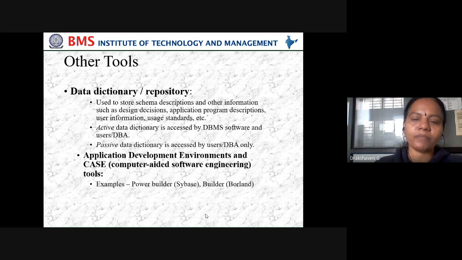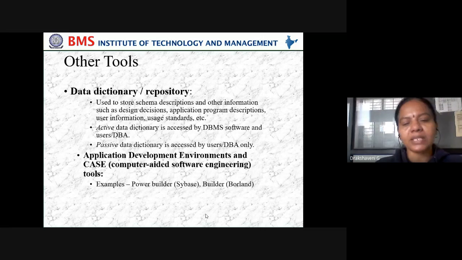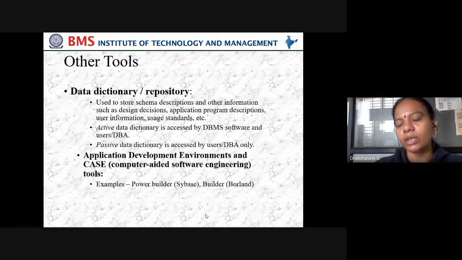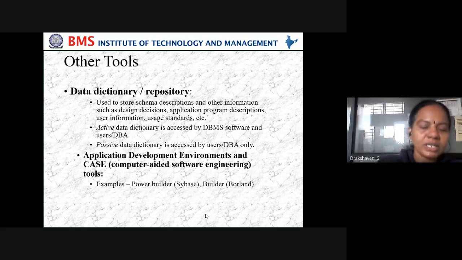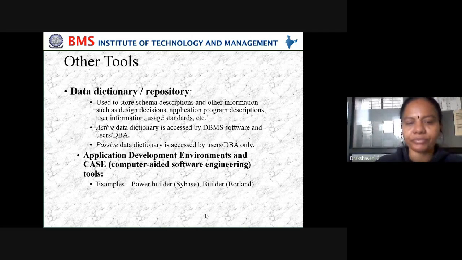We have a repository. The repository is used to store schema, descriptions, and other information such as design decisions, application program descriptions, user information, usage standards, etc. Then an active data dictionary is accessed by the DBMS software and the user or DBA. A passive data dictionary is accessed by the user or DBA only. Application development environment and CASE, computer-aided software engineering tools, for example, PowerBuilder from Sybase, and Delphi from Borland.